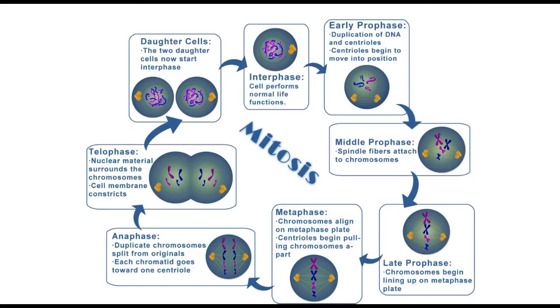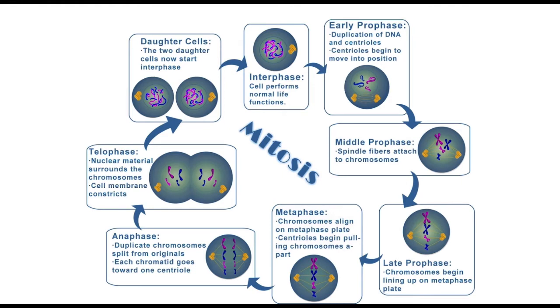Mitosis starts at interphase. This is where the cell performs normal life functions. Then it goes to early prophase, where the duplication of DNA and centrioles happens. The centrioles begin to move into position, and by the time they are at opposite poles, spindle fibers attach to the chromosomes, lining up on the metaphase plate. In metaphase, chromosomes align at the metaphase plate.